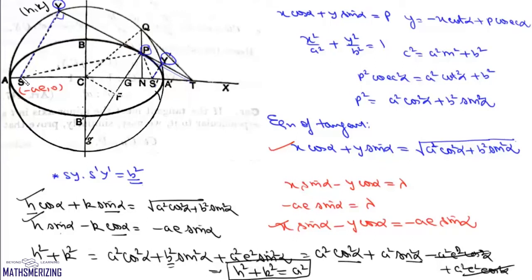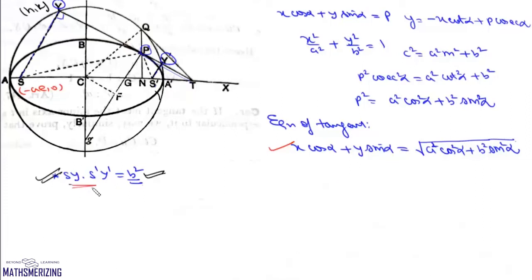So foot of perpendiculars from focus on any tangent will always lie on auxiliary circle. Now we'll prove the second result, which is even more important. So we'll find the length of perpendicular from this focus, which is (-a, 0), say SY. It will be -a cos alpha and then minus under root of a square cos square alpha plus b square sin square alpha, with the mod sign.